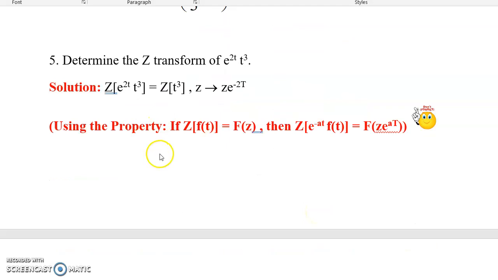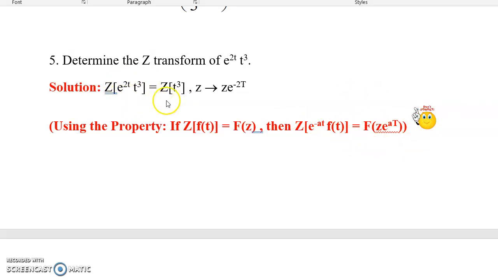Now let us do one more problem. Find in time function. Determine z transform of e power 2t t cube. See, e power 2t into t cube. And for this we should make use of this property. Whenever you have z transform of e power minus at f of t, the final answer is capital F of z e power at. So let us make use of this property here.